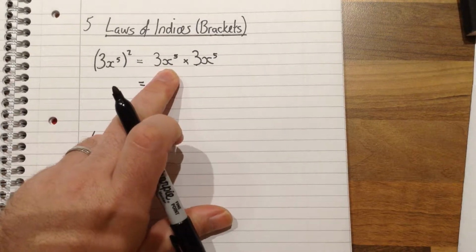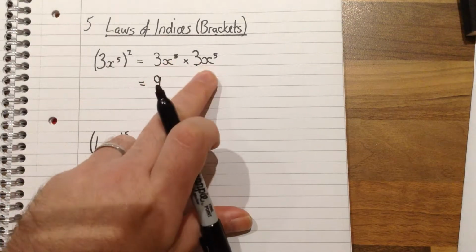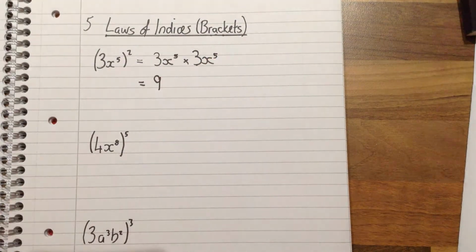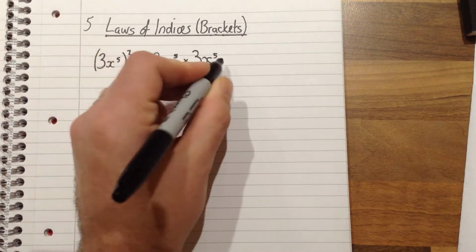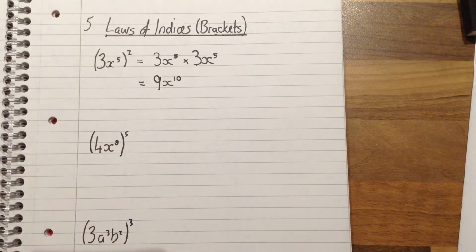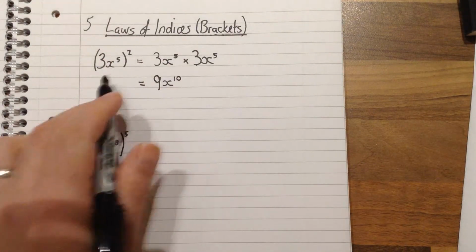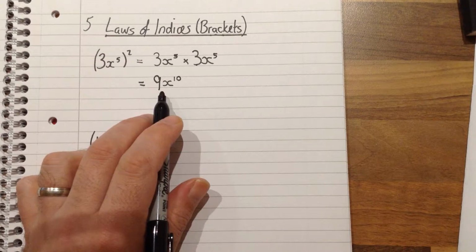And then when we've got x to the power 5 times x to the power 5, if you remember from a couple of days ago, when we multiply numbers or letters with powers, we simply add the powers. So 5 plus 5 gives us 10. So our final answer to this is just 9x to the power of 10.